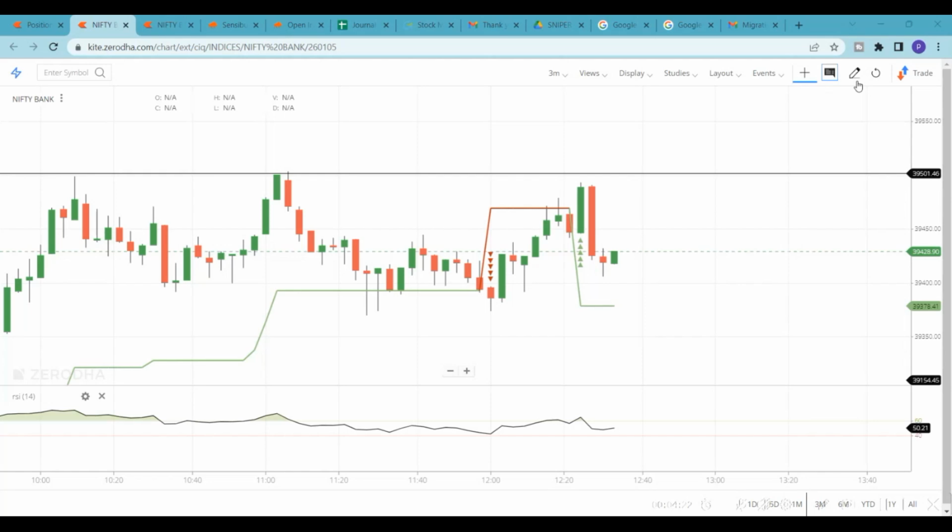Okay, so now time is close to 12:30 and you can see the slight mix-ups have started. The volatility is slightly starting to increase. You can see big candles are being formed here.